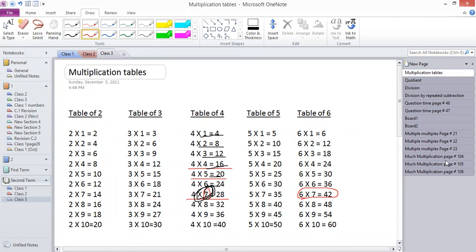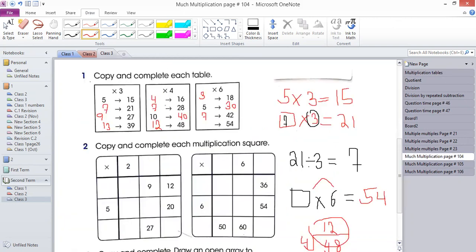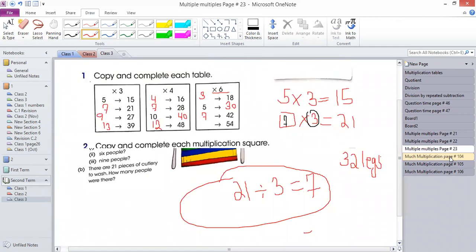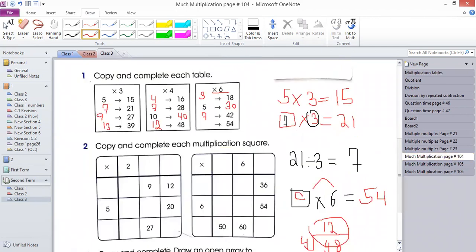6 multiplied by what will give you 54? You are multiplying by 6. This is the 6 table. Check where is 54. This is 54. 6 multiplied by what is giving you 54? 9. So 9 multiplied by 6 is equal to 54. So the answer is 9.